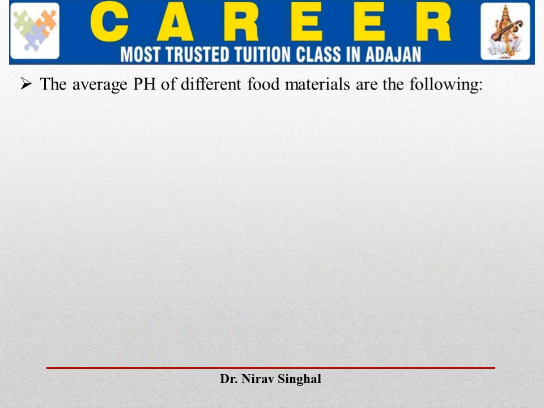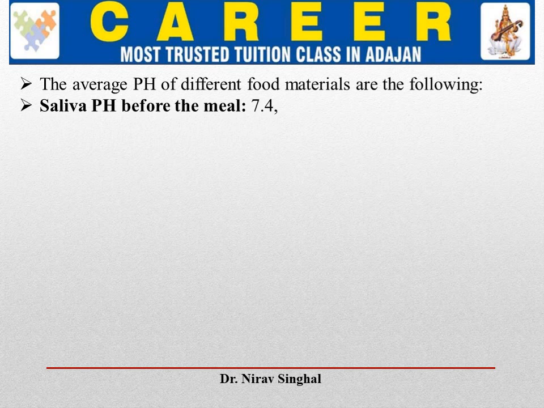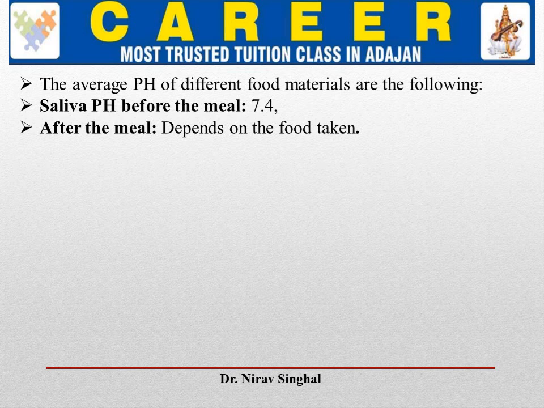The average pH of the different substances we can observe: saliva pH before a meal is 7.4. After a meal, it depends on what kind of food is taken by us. If we take acidic food, it becomes less than 7.4. If we take basic food, it becomes more than 7.4.